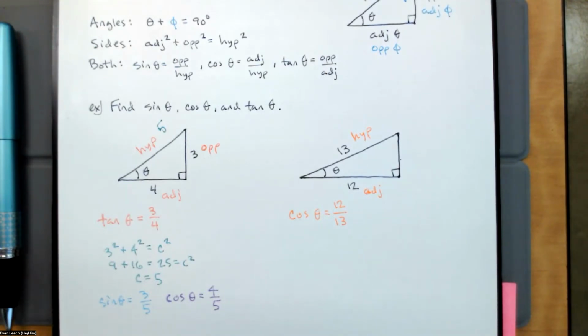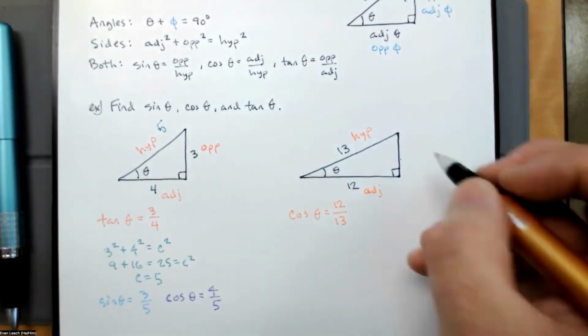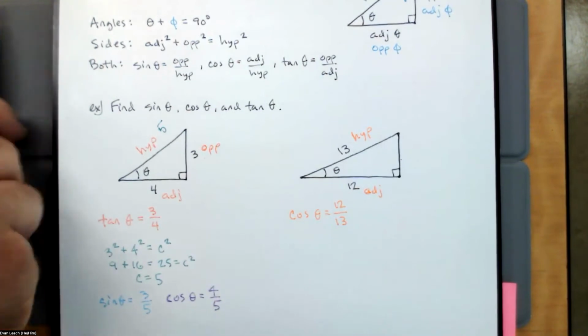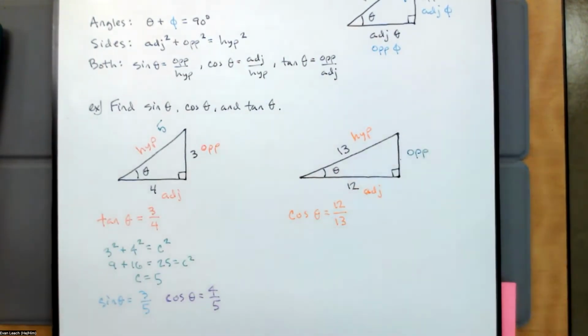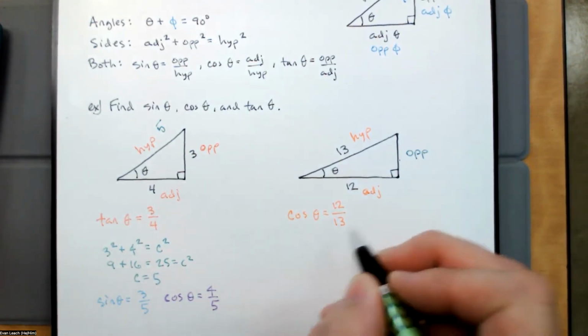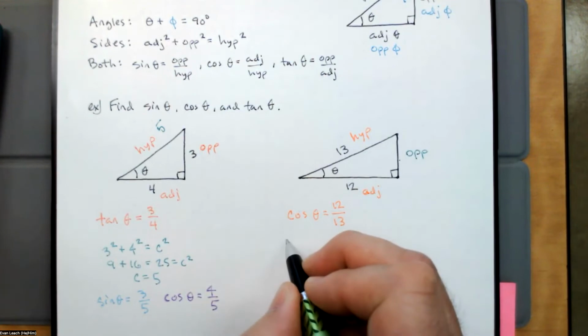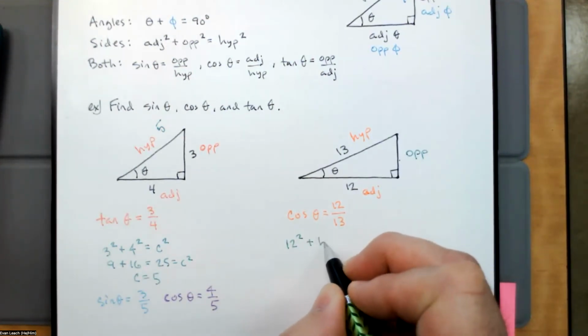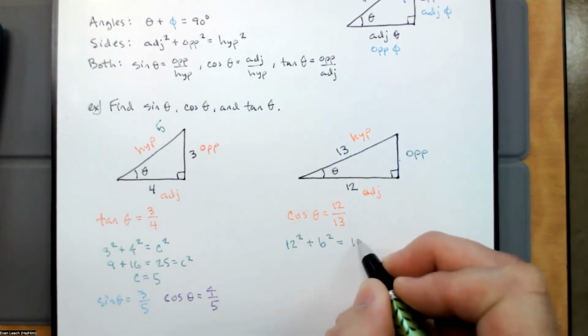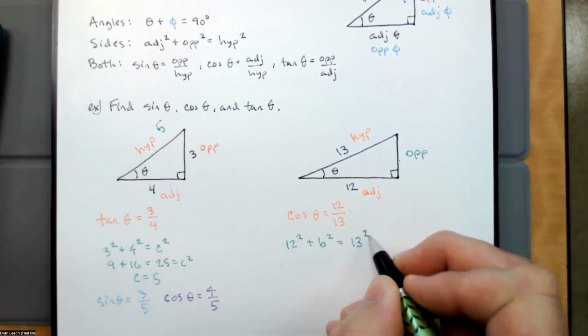But now we're going to need to figure out the side opposite. We don't know the opposite yet. Fortunately for our heroes, we do have a right triangle, so that means Pythagorean theorem is in effect. I'm going to call adjacent A and the opposite B. And the hypotenuse is 13.